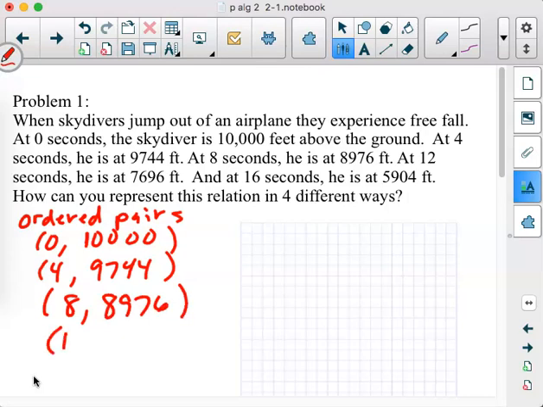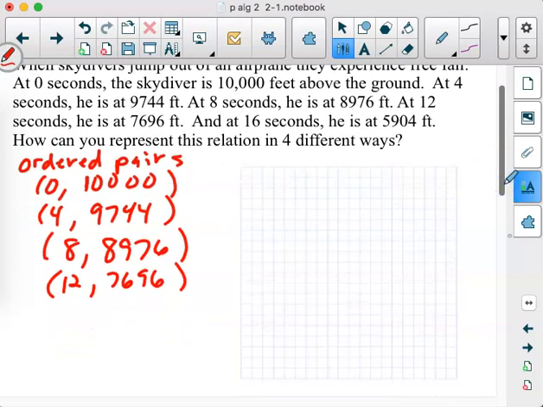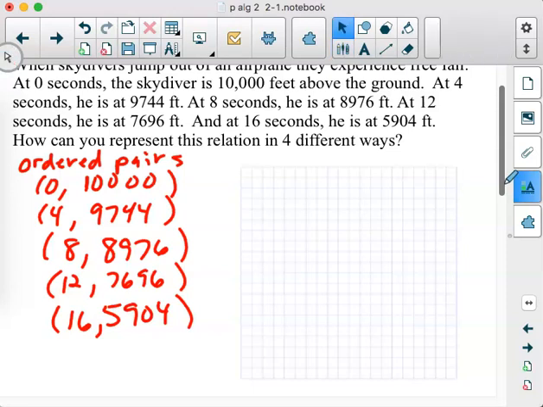And then we have 12 seconds, 7,696 feet. And scrolling this up just a little bit, that last one is 16 and 5,904 feet. So each of those lines up so that you can see the 0, 4, 8, 12, and 16 is all talking about time. And then over there with the 10,000, 9,744, etc., those are all going to be in feet.